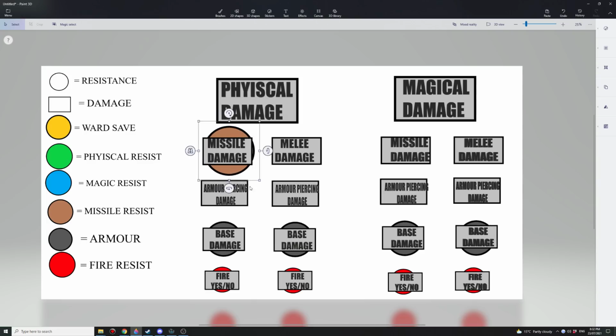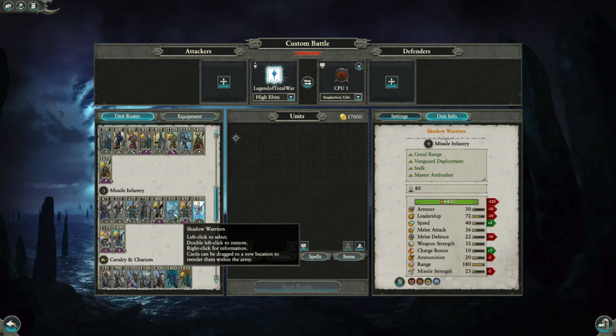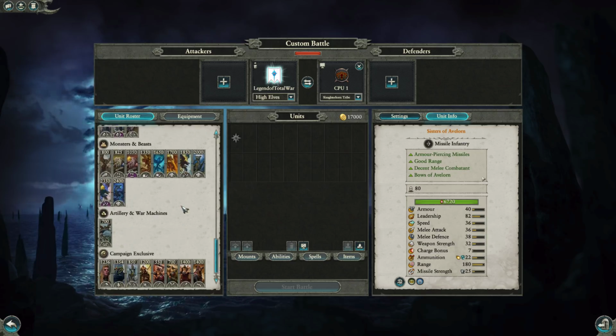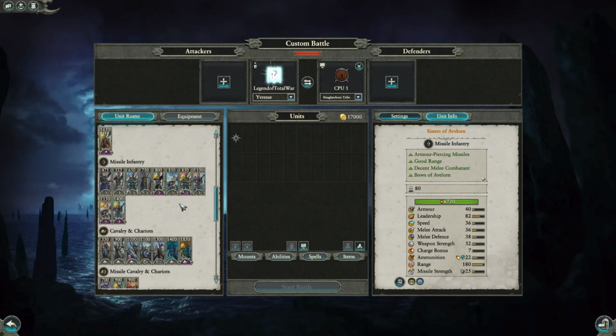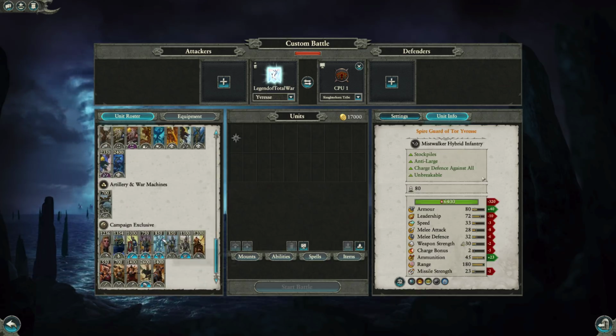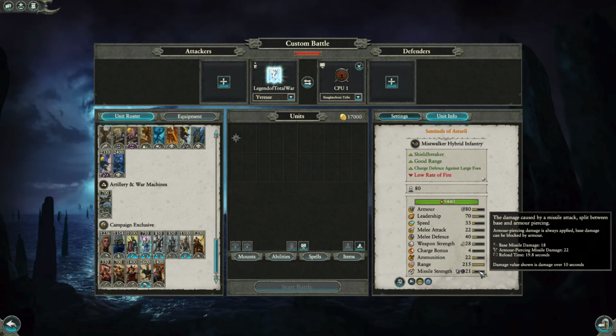missile damage. Okay. And the way these resistances work is that basically if it hits the circle, it blocks everything all the way down the line. So if something is physical missile damage, let's see what's a good one for this. I'll use one of the Sentinels of Astral. I need Yvresse for that. Where are they? Yeah, Sentinels of Astral, because they do a lot of armor-piercing damage, right?